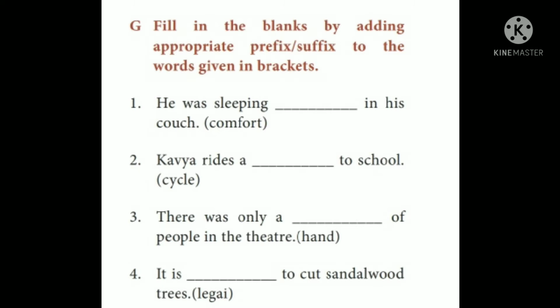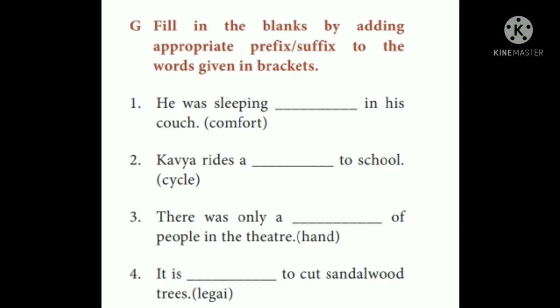Second one, Kavya rides a dash to school. Here cycle is given in the bracket. So you have to add either a prefix or a suffix. So you can add what? Bi. That is bicycle, B-I-C-Y-C-L-E. Bicycle. Next one, there was only a dash of people in the theatre. Within brackets, hand. And write it as handful, F-U-L. So that one is a suffix.